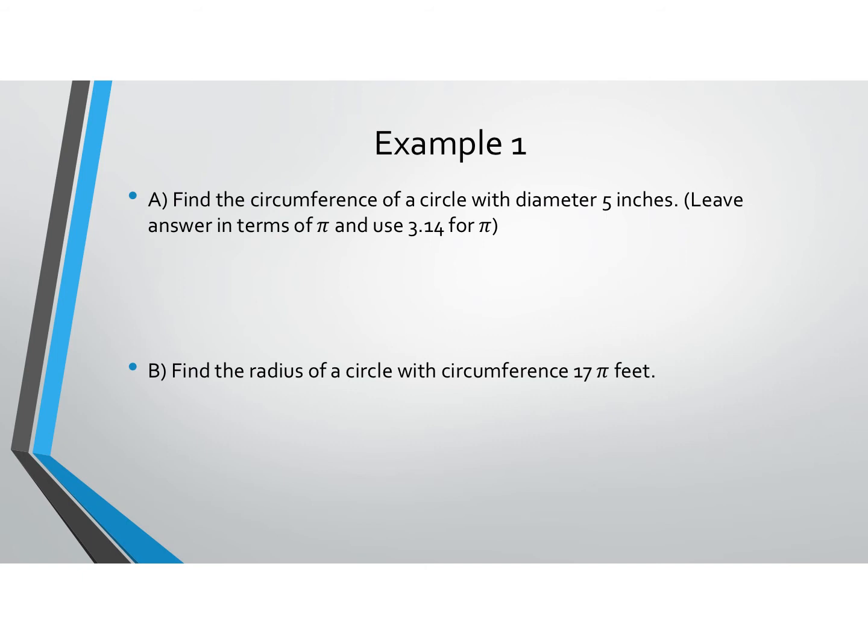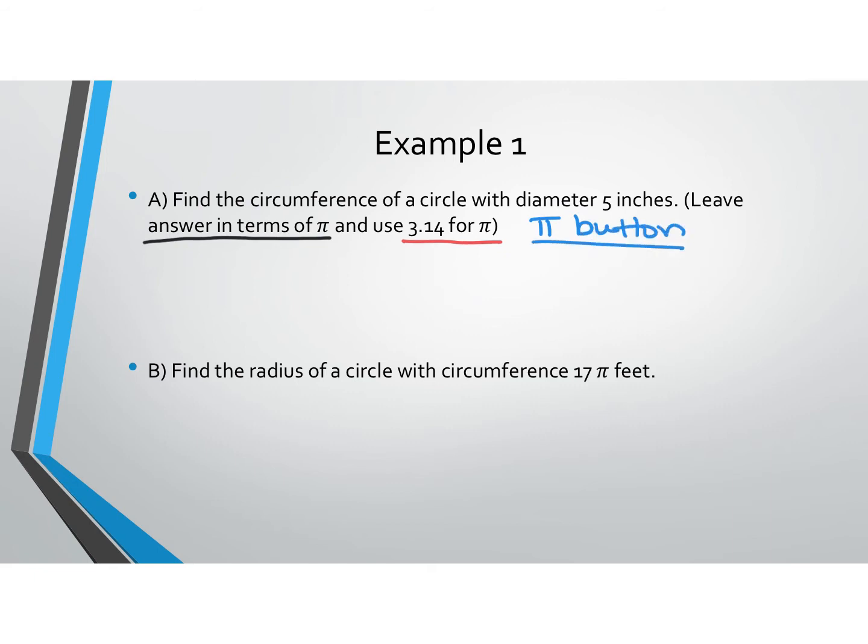So here's our first example. Now, I'm going to do this and give you 3 different answers here. First, I'm going to be leaving it in terms of pi. Then I'm going to also calculate the answer using 3.14 for pi. And then I'm going to do it one more time, and I'm going to use my pi button.